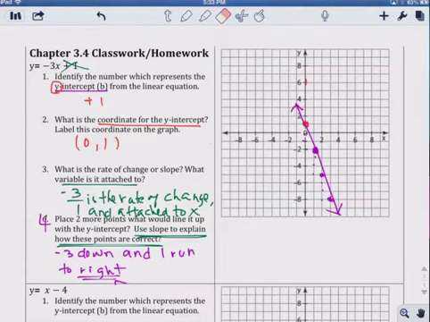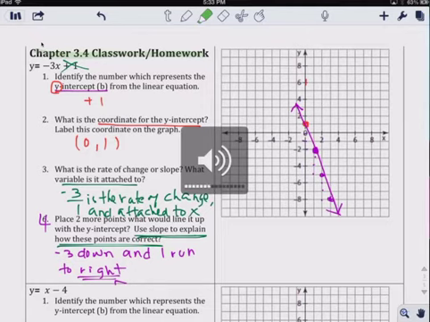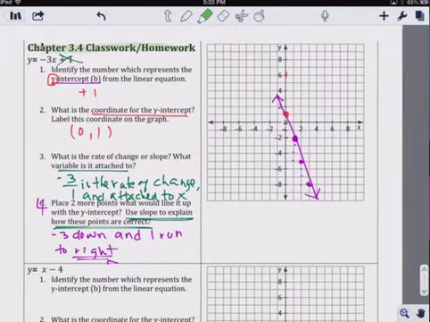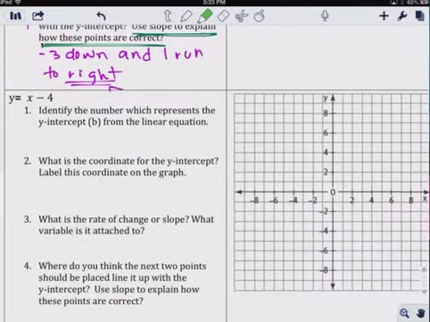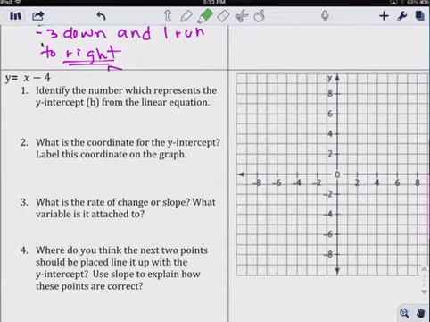Okay, this is your homework for tonight. It says on here, Chapter 3.4, Classwork Homework. We finished the first one in class. The second one here is: identify the number which represents the y-intercept, the b from the linear equation, that is -4. The y-intercept, remember, is an intercept on the y at -4, which is down here.